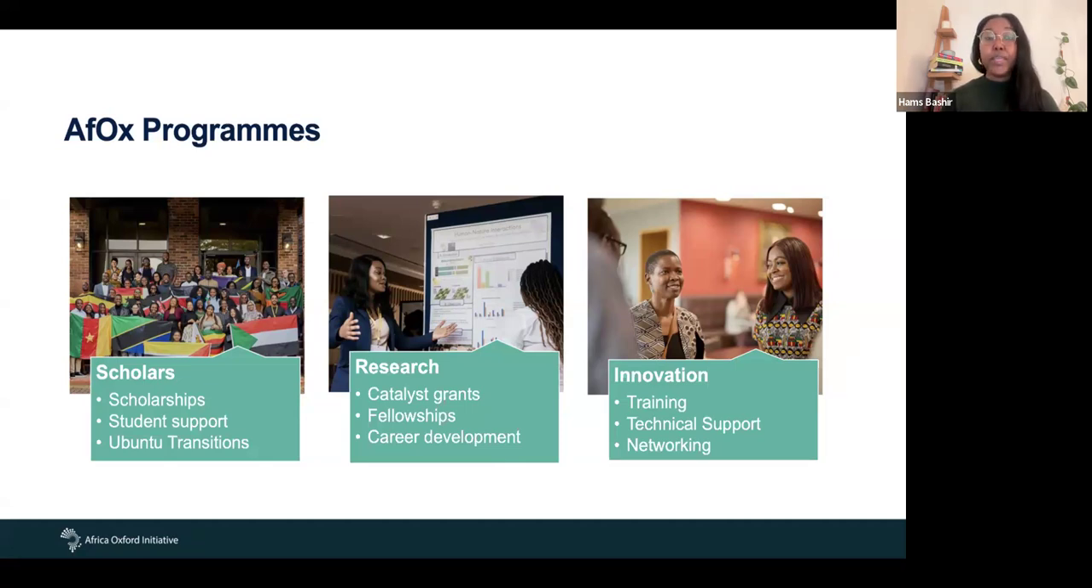Our third pillar, the research pillar, includes two key fellowship programs: the AFOX Visiting Fellowship Program and the Schmidt Faculty Fellowship. For the Schmidt Faculty Fellowship, we work closely with the Schmidt Faculty Fellowship team and the Oxford India Center for Sustainable Development to support all our fellows from Africa and India throughout the entire duration of the fellowship.